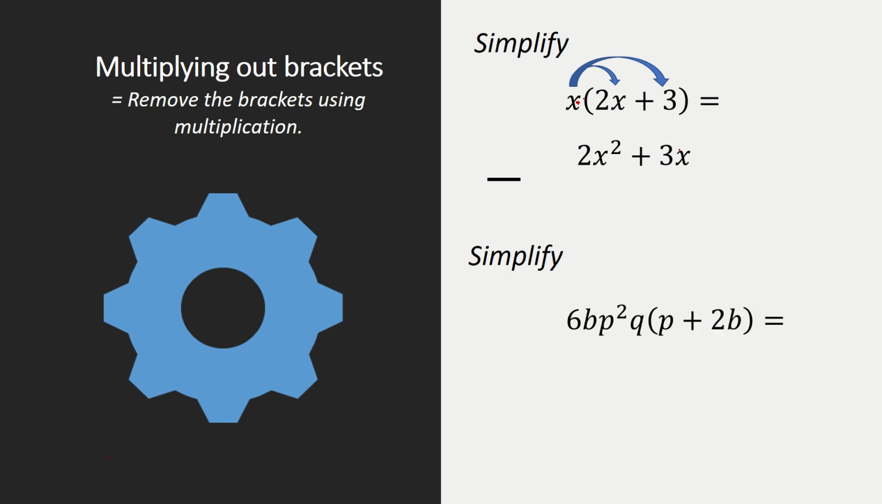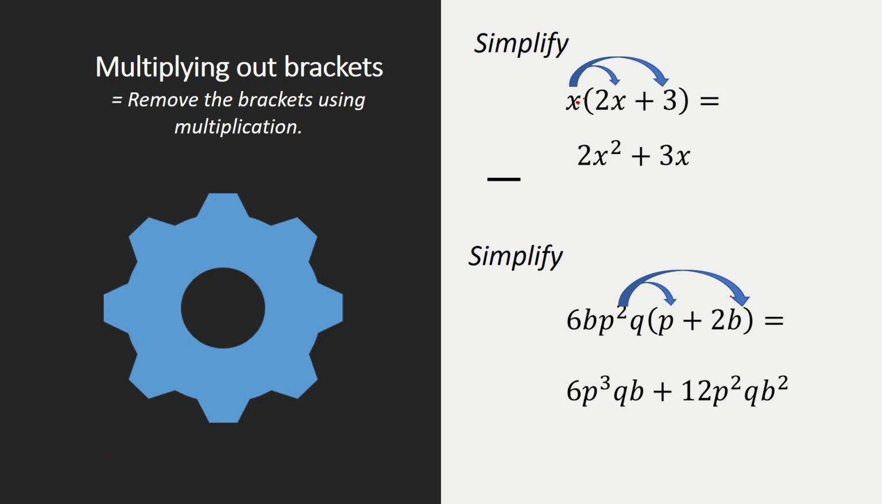Another one. Simplify 6bp squared q times p plus 2b. This is already a more difficult one. First I'm going to multiply it with p. So I will get 6bp to the power of 3 times q plus 6bp to the power of 2 q times 2b.